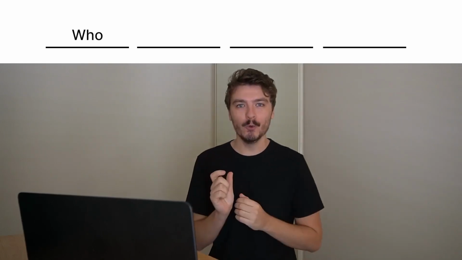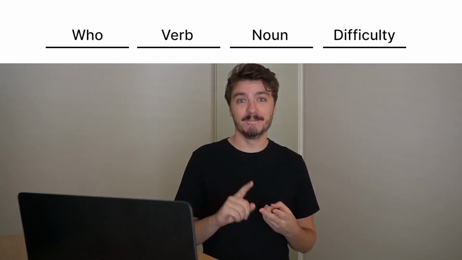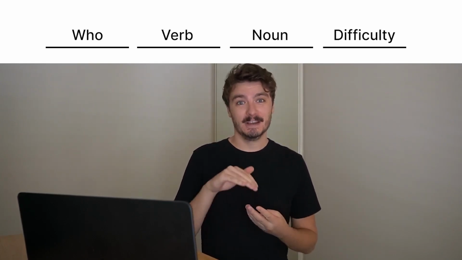Hope that makes sense. All right, let's get into it. So the formula is the same for both entertainment and education, but there are some minor tweaks that I mentioned. All right, here it goes. Who, verb, noun, difficulty. Who, verb, noun, difficulty.